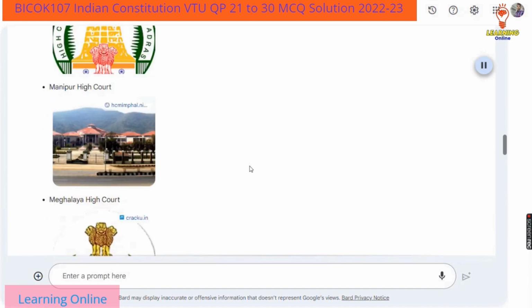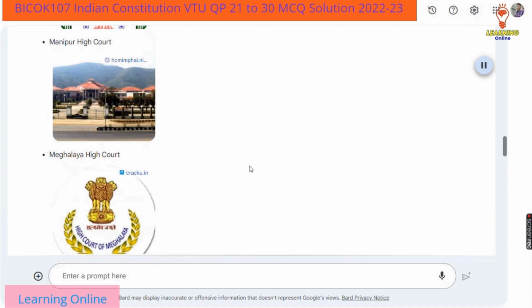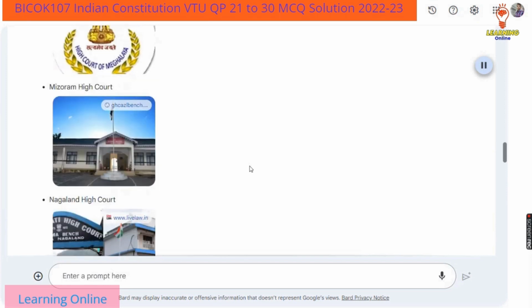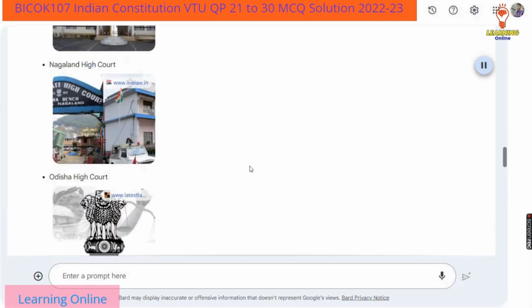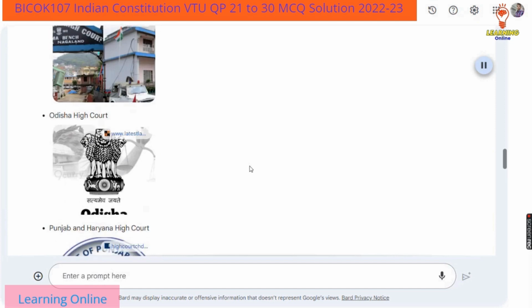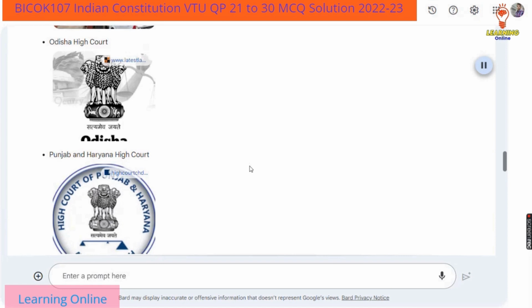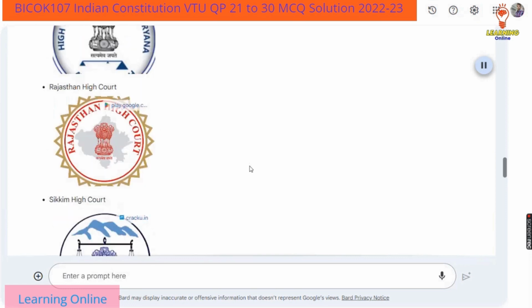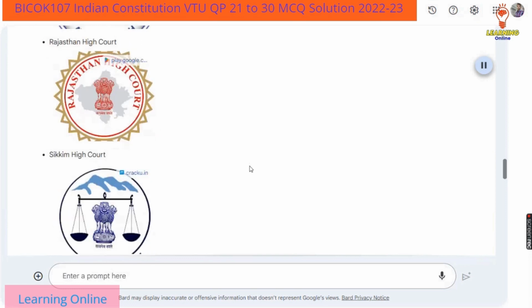Manipur High Court. Meghalaya High Court. Mizoram High Court. Nagaland High Court. Orissa High Court. Punjab and Haryana High Court. Rajasthan High Court.